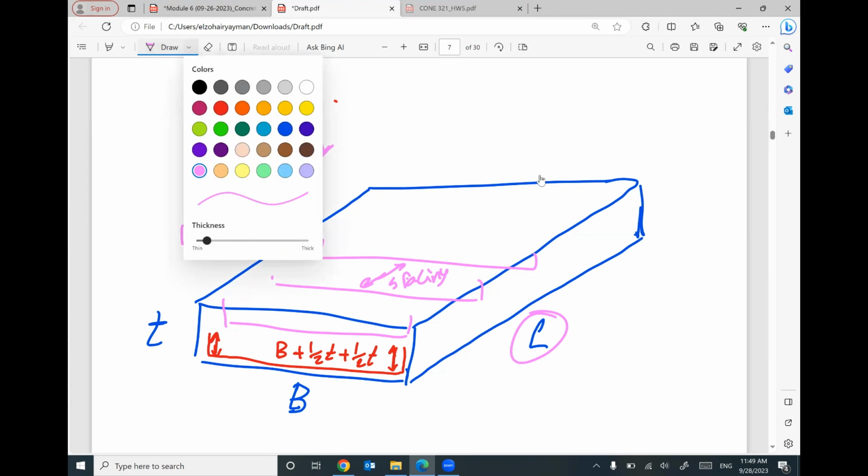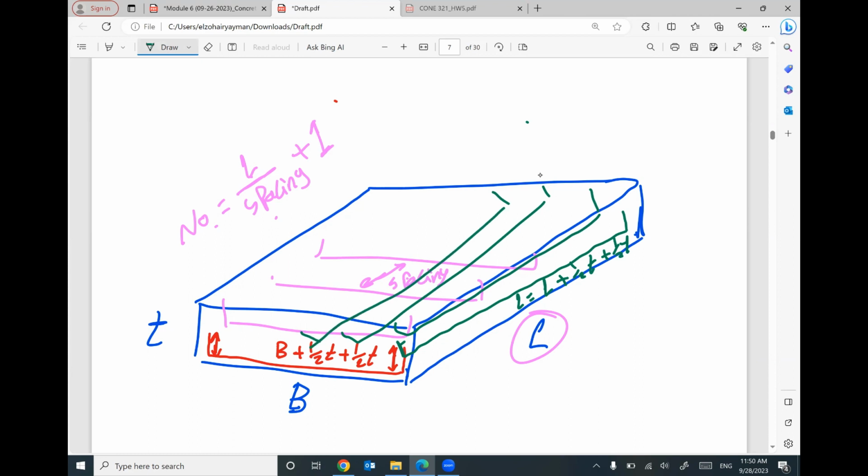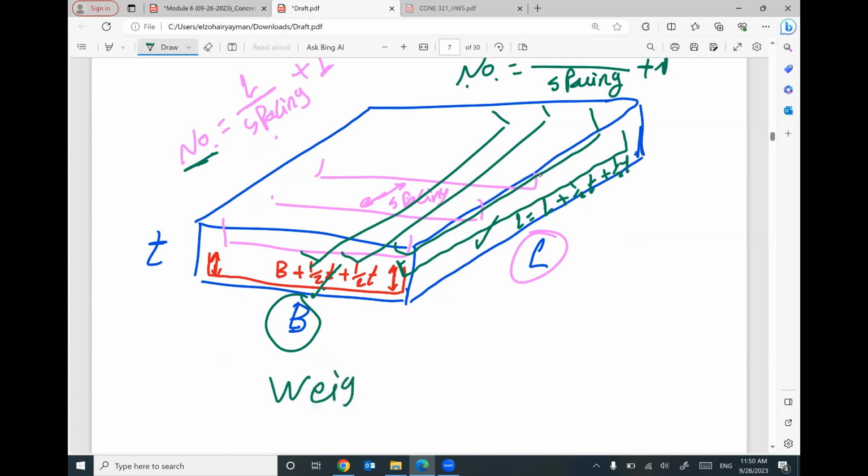What I did for these rebars must be repeated, because I should have rebars on this side also. The length of this rebar equals L plus half T plus half T, which is 1T. And this rebar is repeated. So how many? This rebar is repeated in the direction of B. So B divided by spacing, what is the spacing between rebars, plus 1 will give you the number. If you know the total length, the weight of each 1 foot, and the number, you can get the total weight for this rebar and the total weight for the other rebar. Add them together, and you get the total weight of steel rebars.